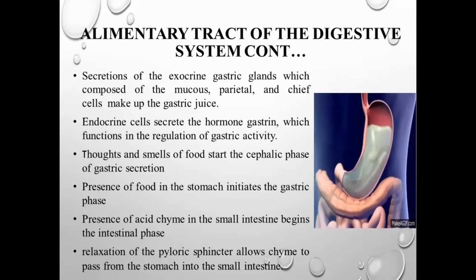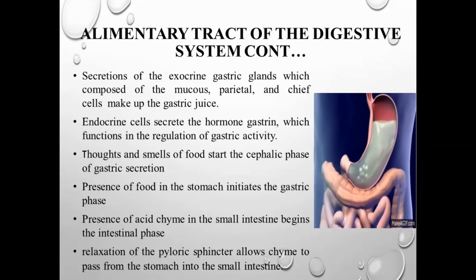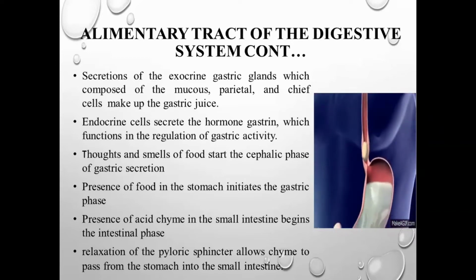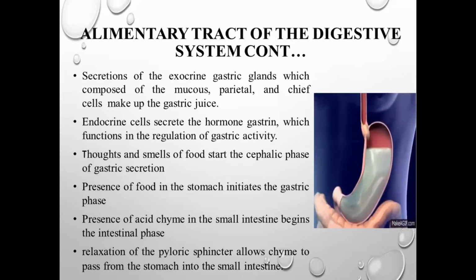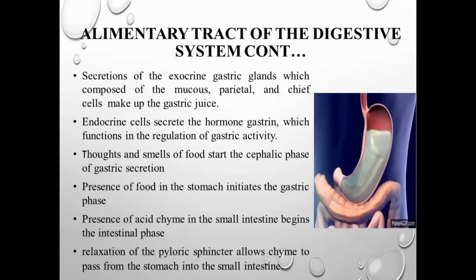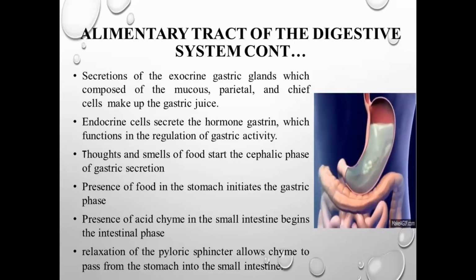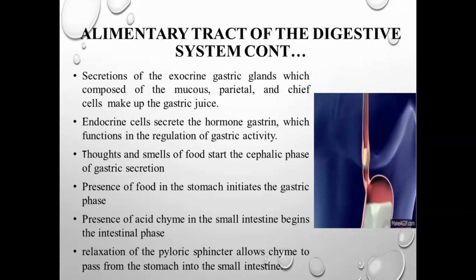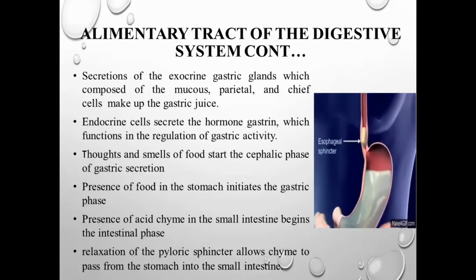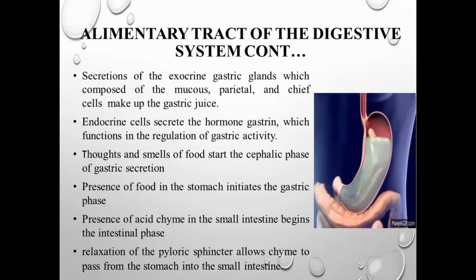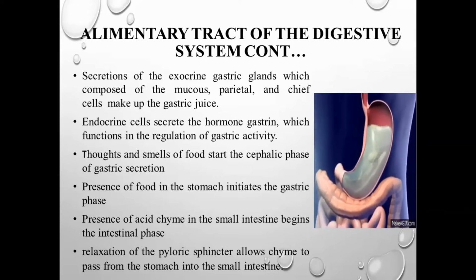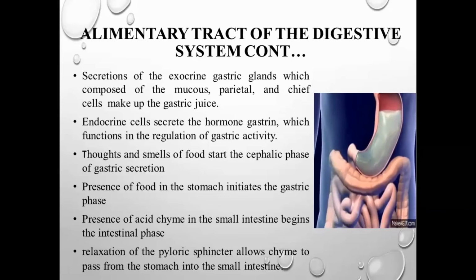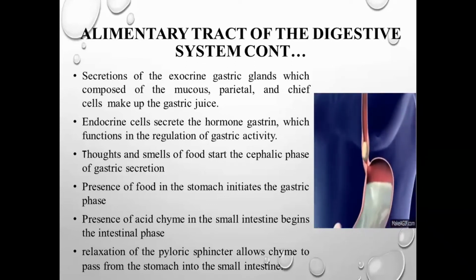The other important thing is the inner lining of your stomach. It is covered by specialist cells called oxyntic cells. These oxyntic cells produce concentrated hydrochloric acid. A very, very important thing: concentrated hydrochloric acid, which we do not even use in our chemistry lab. That much concentrated hydrochloric acid is produced in your stomach.